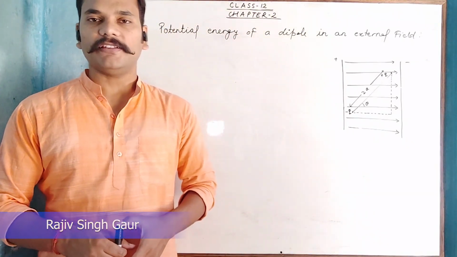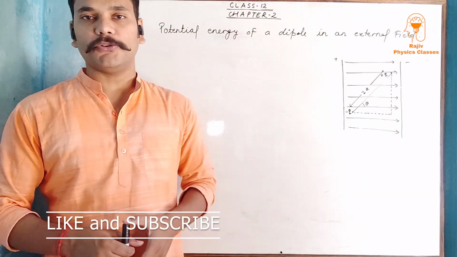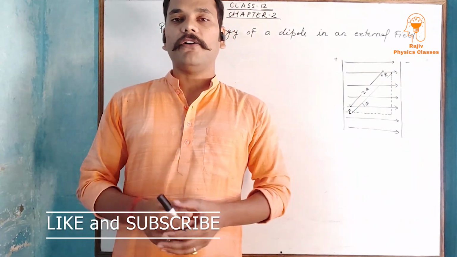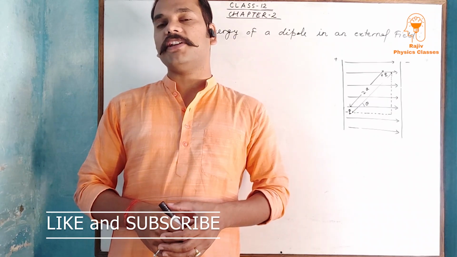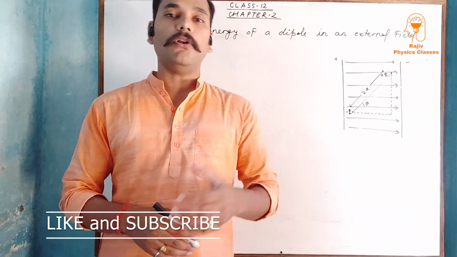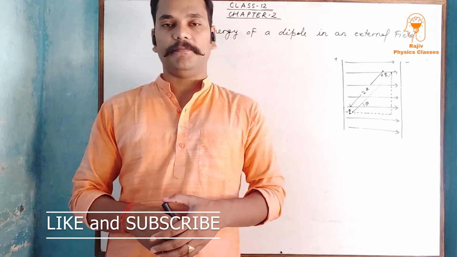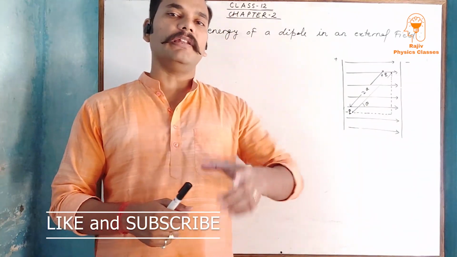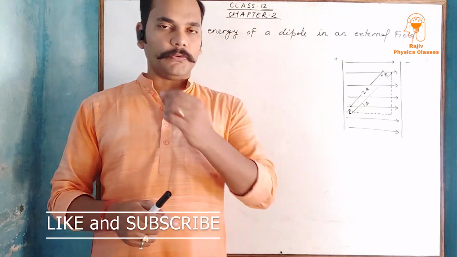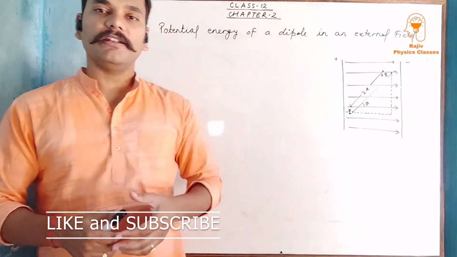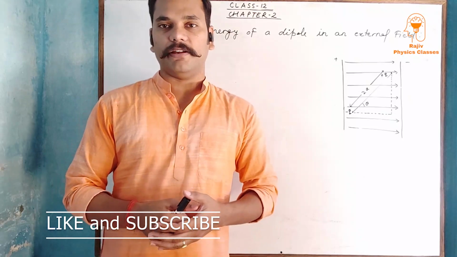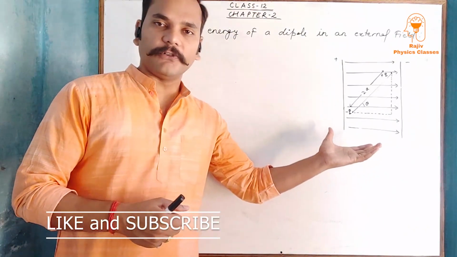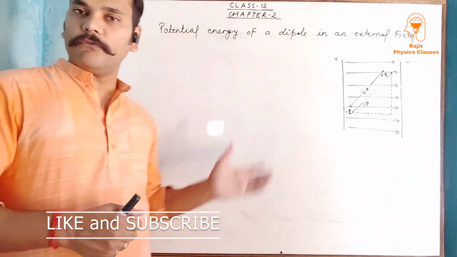This session is for class 12th and we are studying chapter 2, electrostatic potential and capacitance. Today we are going to study the topic electrostatic potential energy of a dipole in an external field. That means if a dipole is placed into a uniform electric field, in that situation what is the potential energy of the dipole, that we will derive here. We can understand with this figure first, then afterwards we will derive what the expression will come.